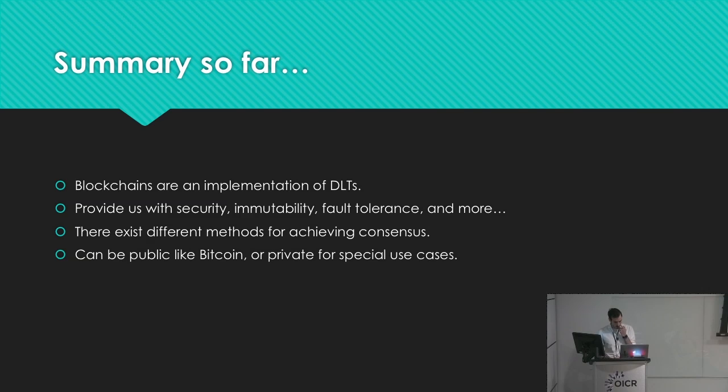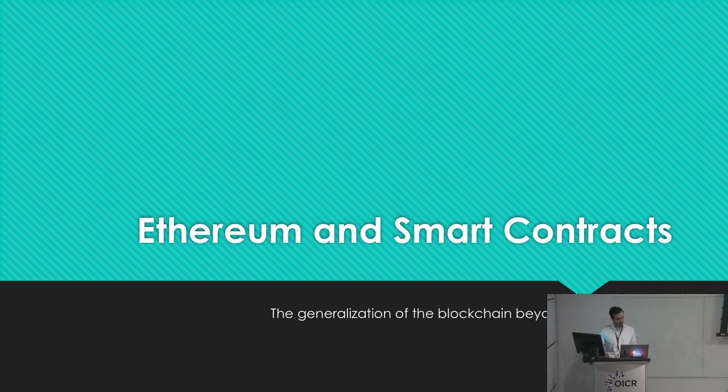So where do we go from here? Because cryptocurrencies are only so interesting. Is there anything cooler that we can do with blockchains? And the answer to that is yes. So enter Ethereum and smart contracts. And this is the generalization of blockchains as a concept.